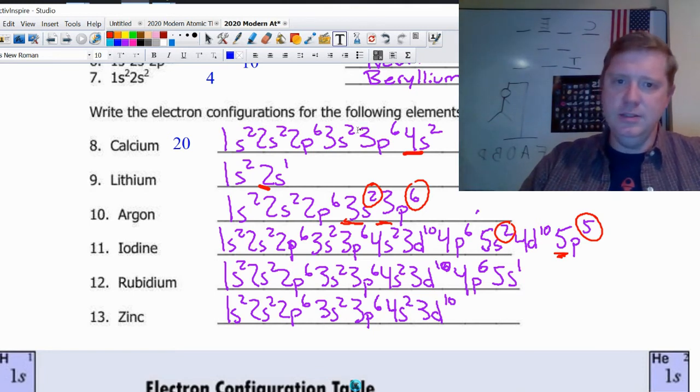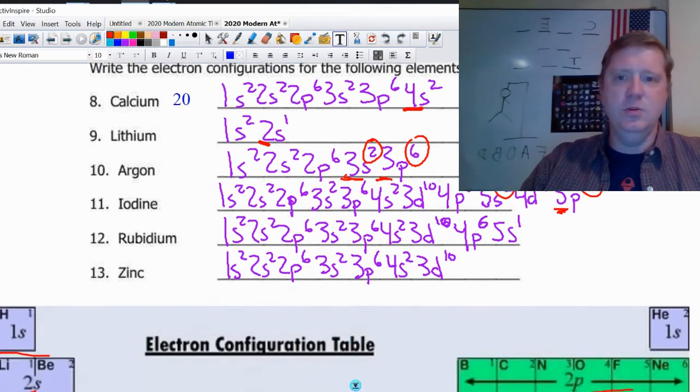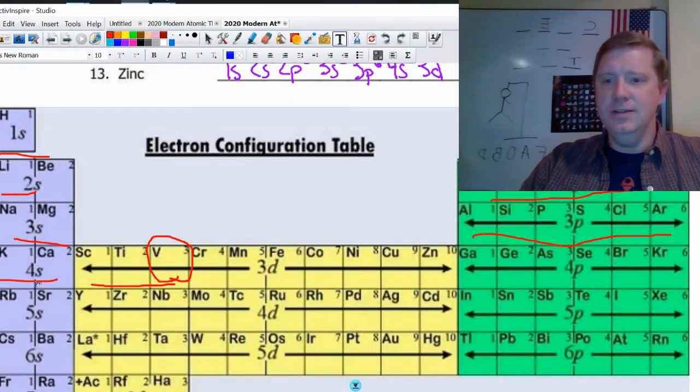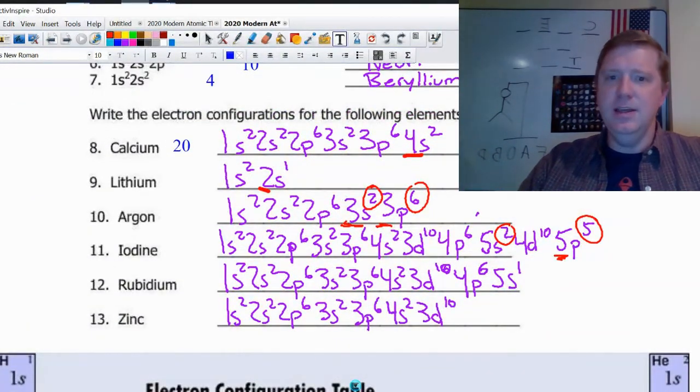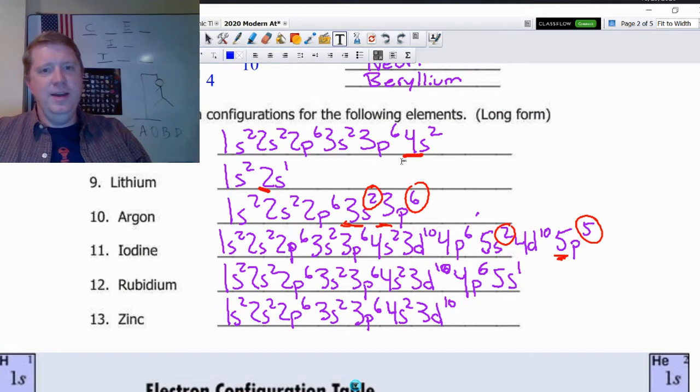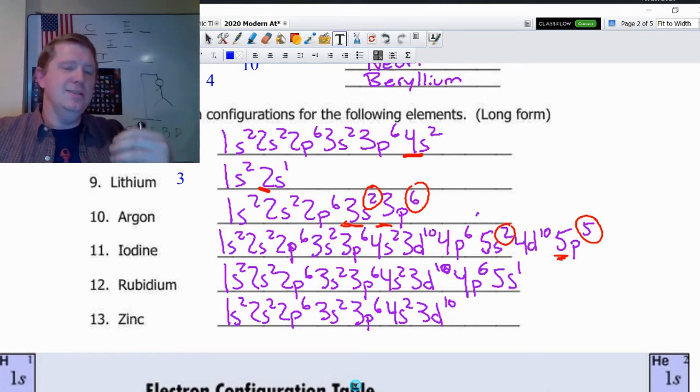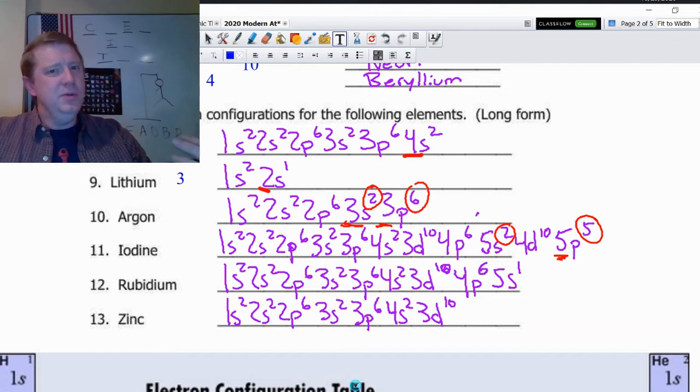So if we go 2, 2, 6, 2, 6, 2, that adds up to 20. And guess what? There's calcium right there, and the last piece should be 4s2. Fantastic. Now let's do lithium. So, when we find lithium on the periodic table, lithium's only 3 electrons. So we start at the beginning of Aufbau order, which starts off 1s2, and then the next piece is 2s2 on Aufbau order. But lithium's only 3 electrons, so we have to stop. We can't fill it up all the way.